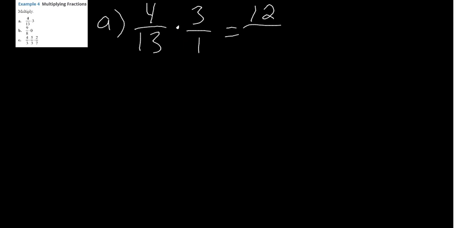This one, I wouldn't say it's harder, but it's newer, right? Newer things, different things. So let's start with A. We have 4 over 13, and it says times 3. But earlier we said that we can represent 3 as 3 over 1, right? So all I'm doing now is multiplying 4 times 3 and 13 times 1. That's it. So 4 times 3 is 12 over 13. Well, no, let's just finish this up. 13 times 1 is 13.